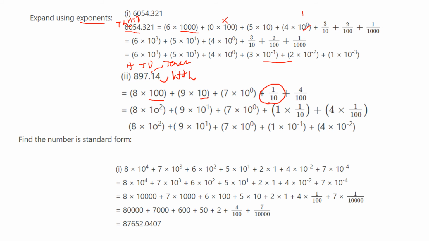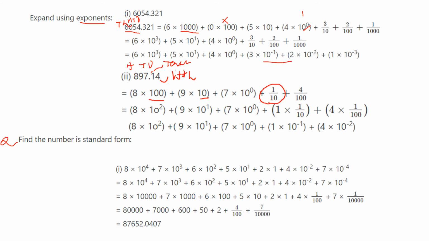Next question, find the number in standard form. So here the exponents are given, we have to find the number. Given question: 8 into 10 to the power 4 plus 7 into 10 cube plus 6 into 10 square plus 5 into 10 to the power 1 plus 2 into 1 plus 4 into 10 to the power minus 2 plus 7 into 10 to the power minus 4. So directly you write it, 10 to the power 4 means what?